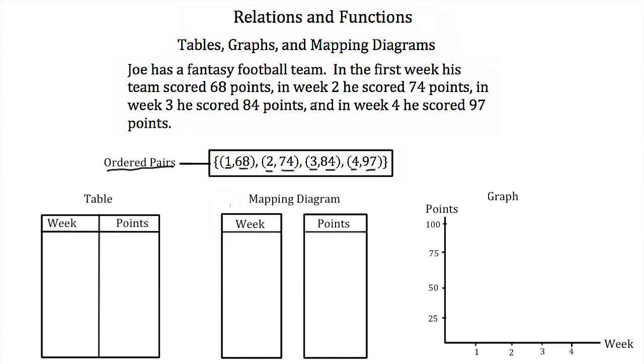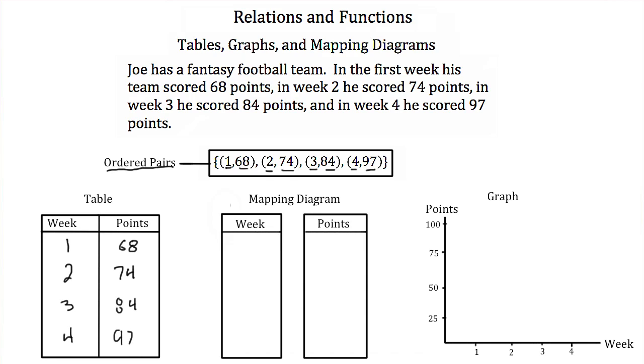Another way to show this relation is to put it in a table. So put 1, 2, 3, and 4 in the week column. And then next to the 1, we scored 68 points. In week 2, we scored 74 points. In week 3, 84. And in week 4, we scored 97.